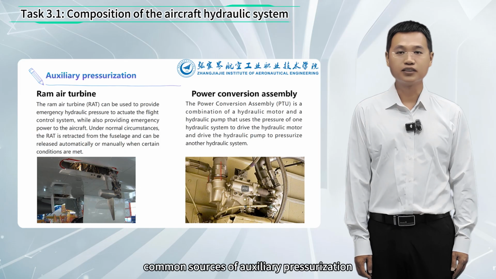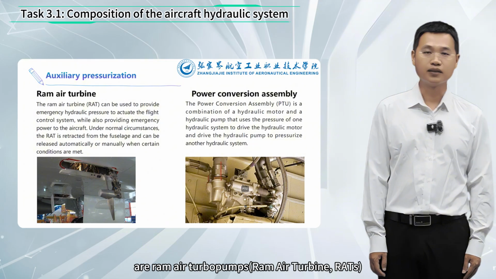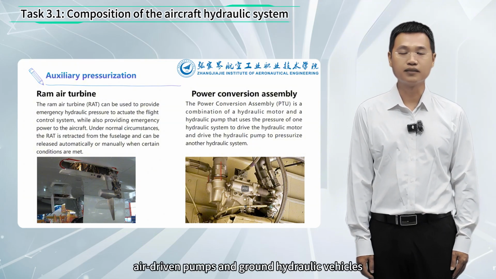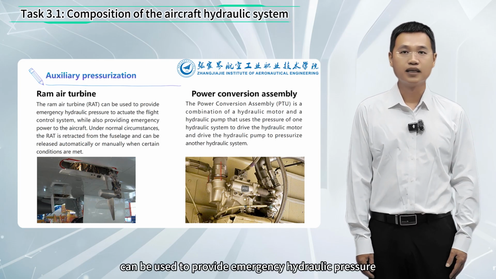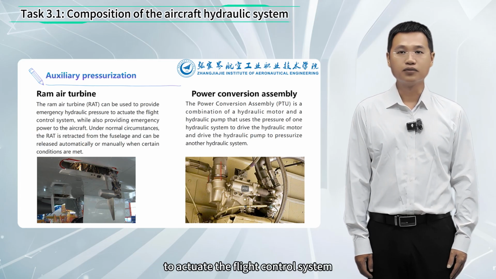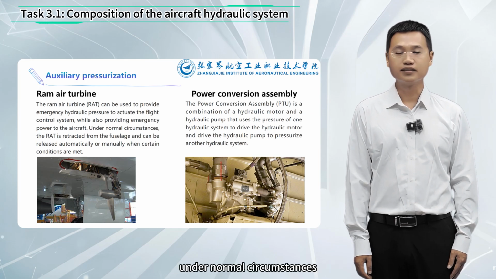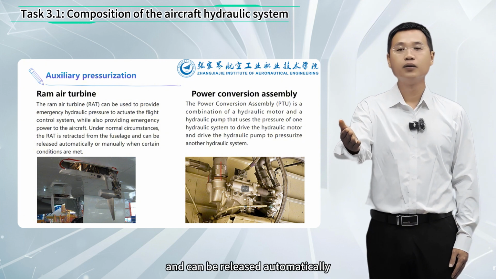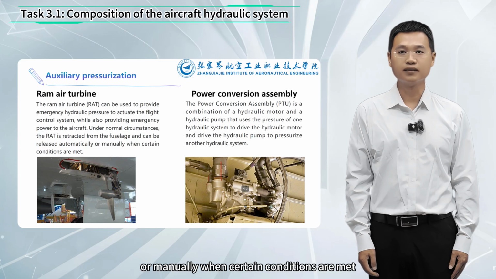Common sources of auxiliary pressurization are the ram air turbine pump, ram air turbine, RAT, power transfer unit, air-driven pumps, and ground hydraulic vehicles. The ram air turbine, RAT, can be used to provide emergency hydraulic pressure to actuate the flight control system, while also providing emergency power to the aircraft. The RAT is retracted in the fuselage and can be released automatically or manually when certain conditions are met.